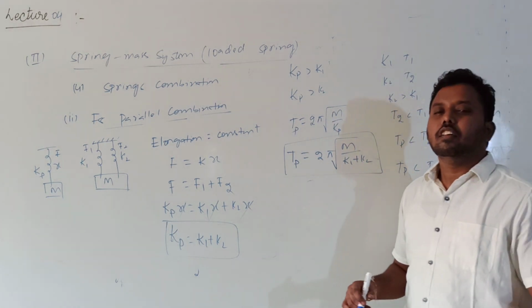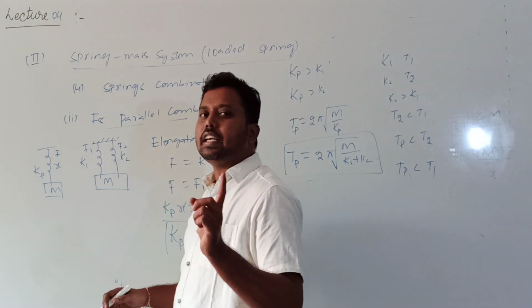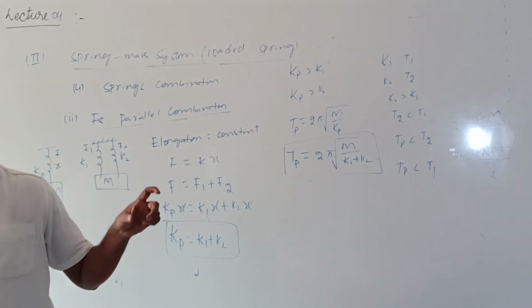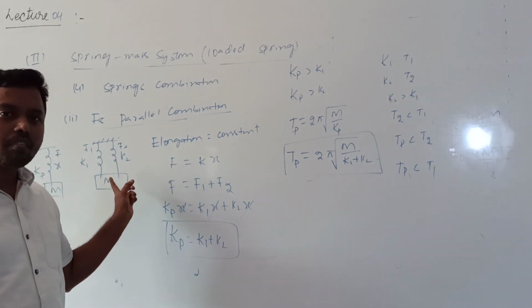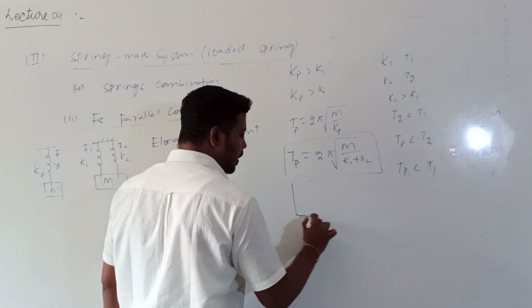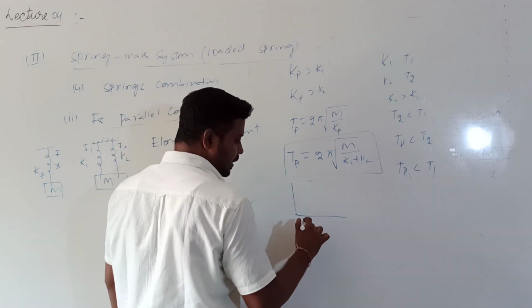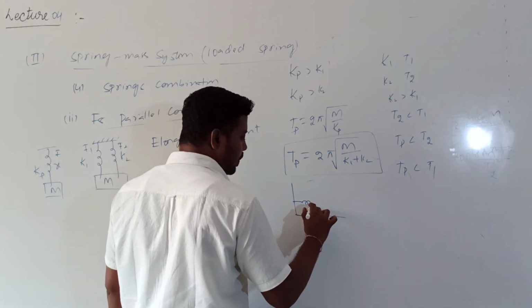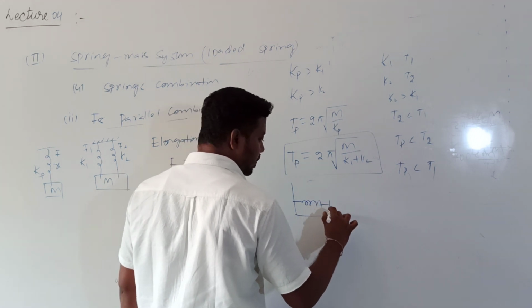But remember the condition for parallel combination. In the parallel combination, the elongation value is the same. You can also remember one more important point. In this parallel combination also, for example, there are two springs.